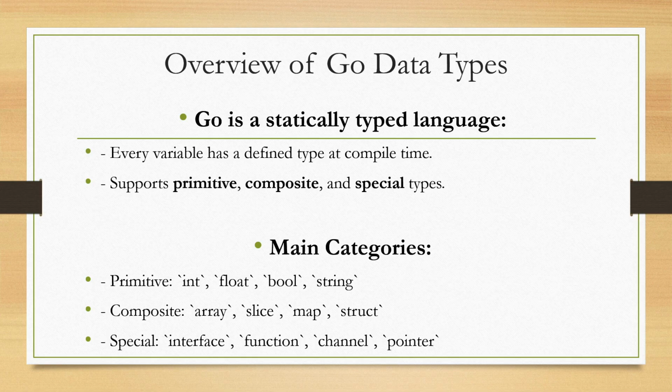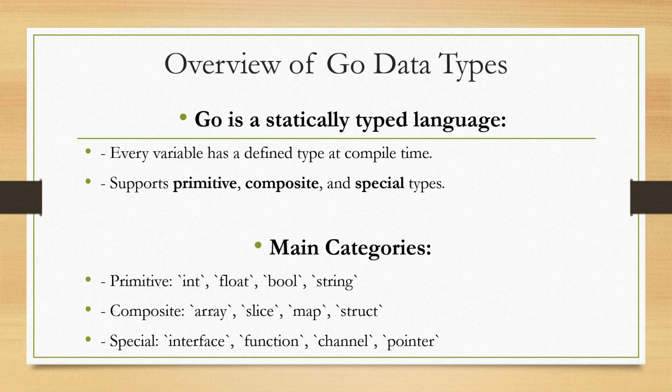Then we have composite types. These are used when you want to store a group of values. An array stores a fixed number of items, like marks in 5 subjects. A slice is like an array but more flexible. You can add more items as you go. A map stores key value pairs. Think of student roll numbers mapped to their names. And a struct is like a custom data type. You can bundle multiple values together, like a student's name, age, and score, in one group.